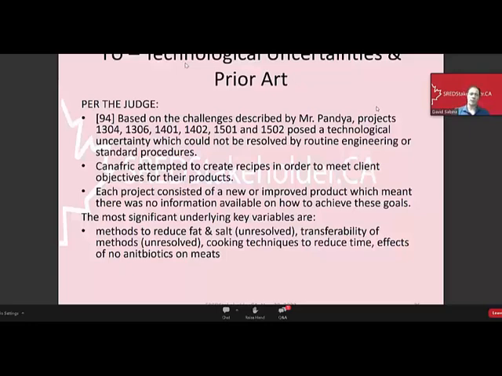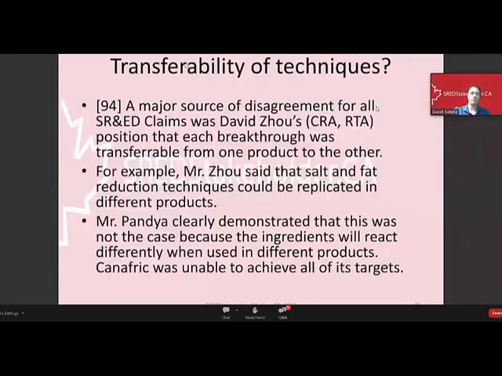Okay, so the underlying key variables that were in question here, or argued, is what are some of the methods to achieve those objectives, to reduce fat, salt, etc. And very importantly, once we developed a method on one product, could we transfer that knowledge to similar products or semi-similar products? Okay.